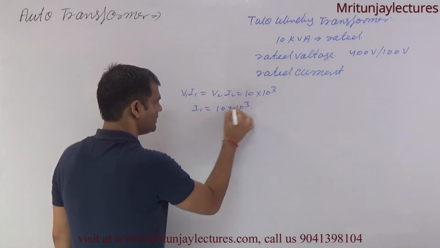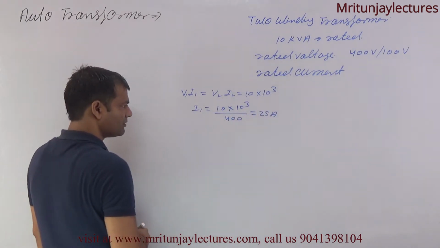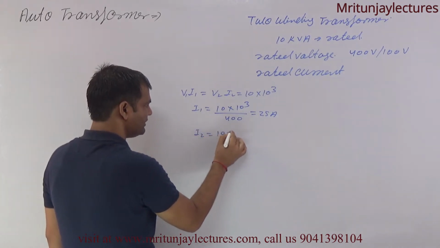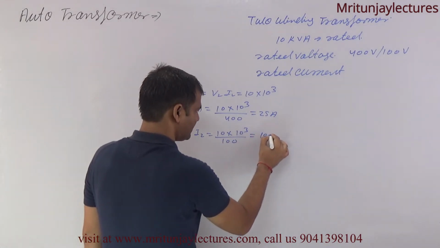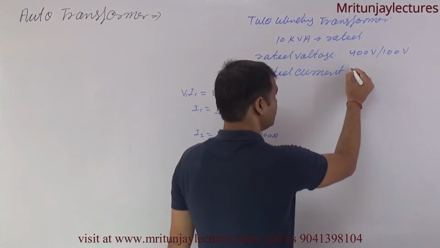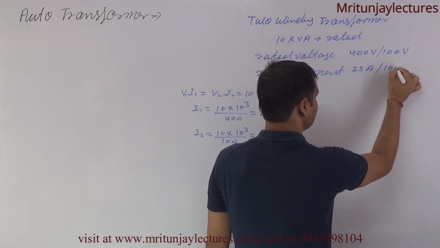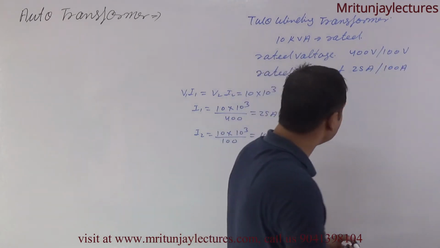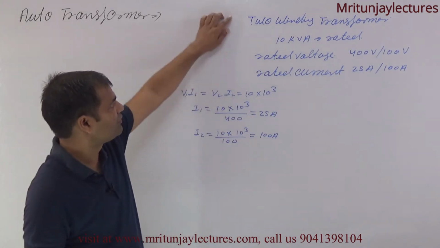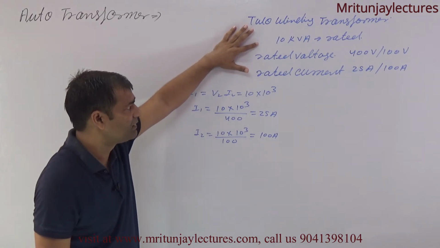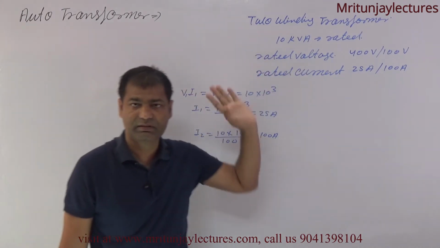10 into 10 to power 3 divided by 400, that is 25 ampere. And what about I2? I2 is also written as 10 to power 3 divided by 100, that is 100 ampere. It is clear? In primary side 25 and secondary side is 100 ampere. Suppose that we have considered a two winding transformer of 10 kVA rating, with rated voltage and rated current like this one. Clear?